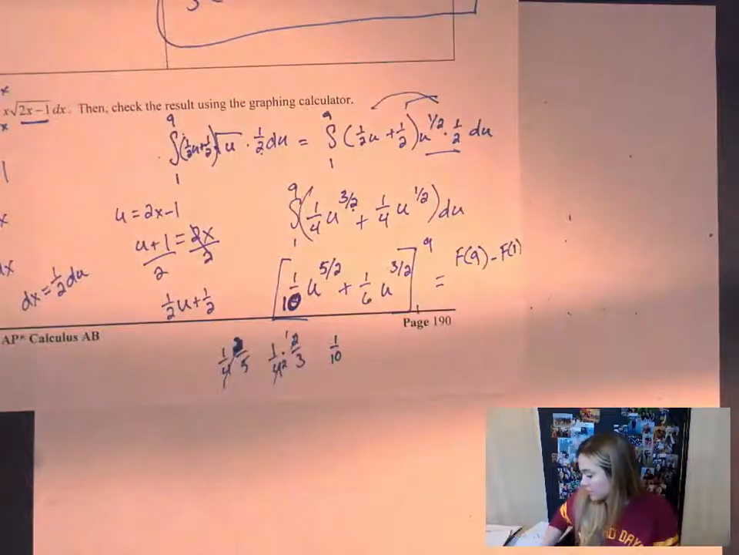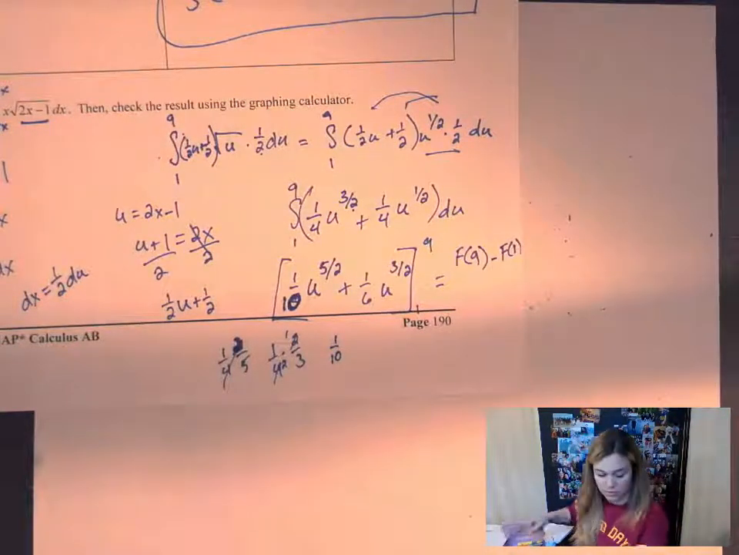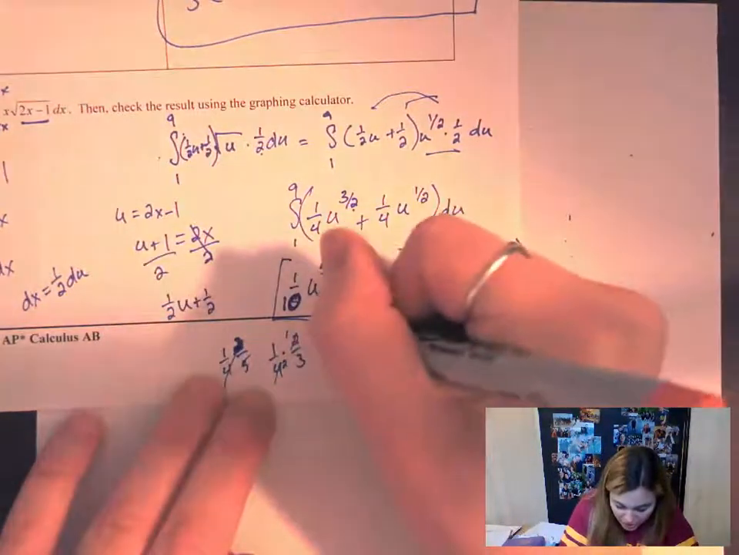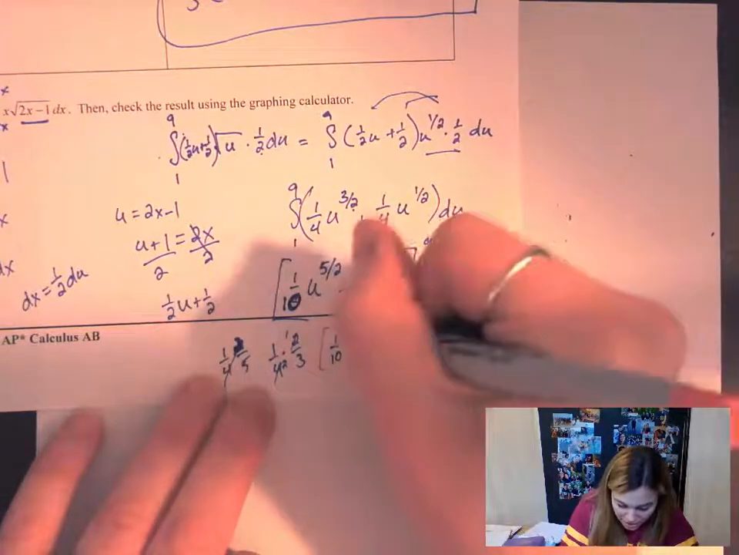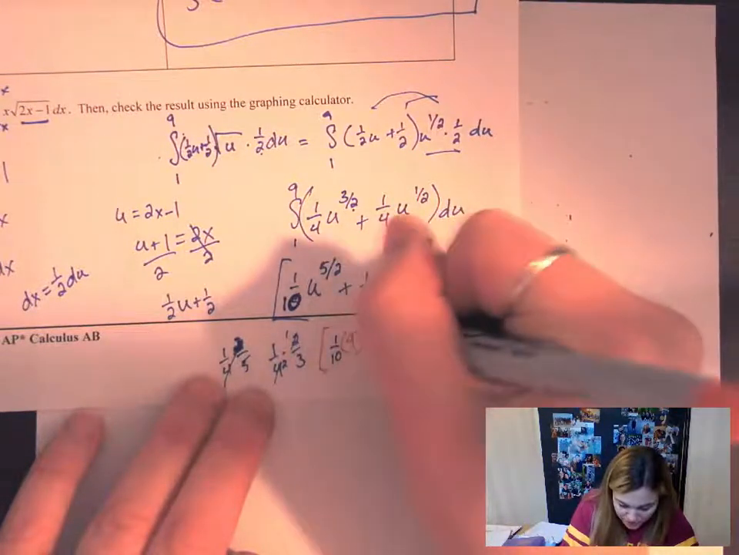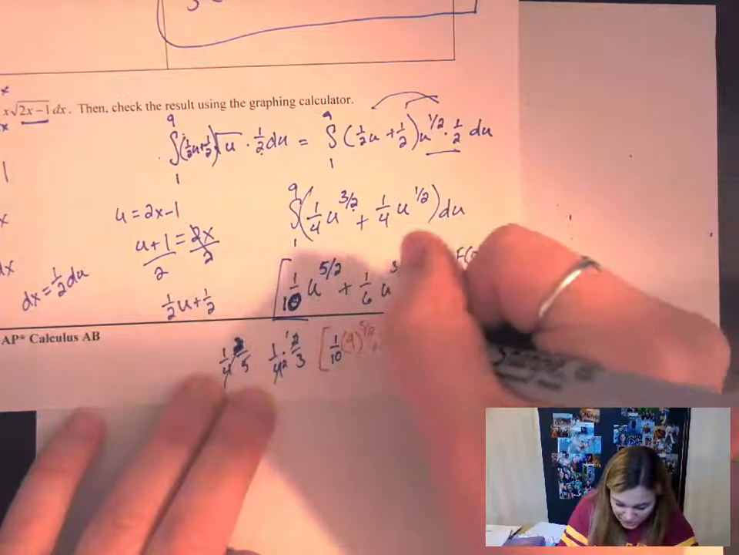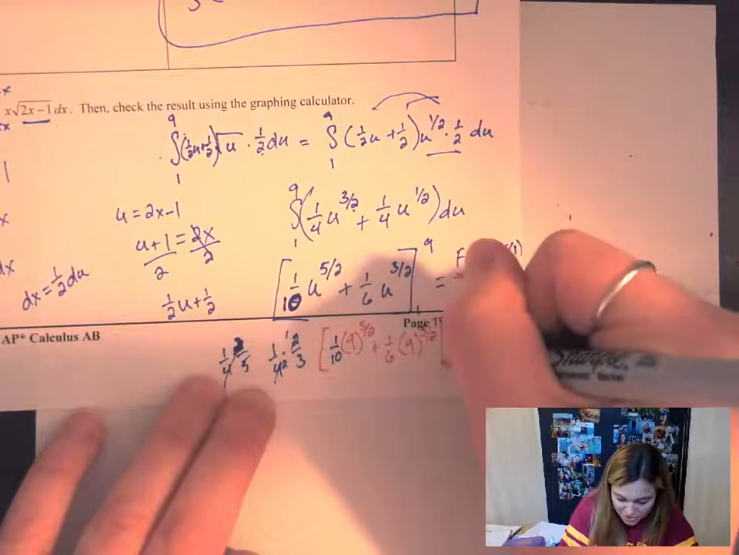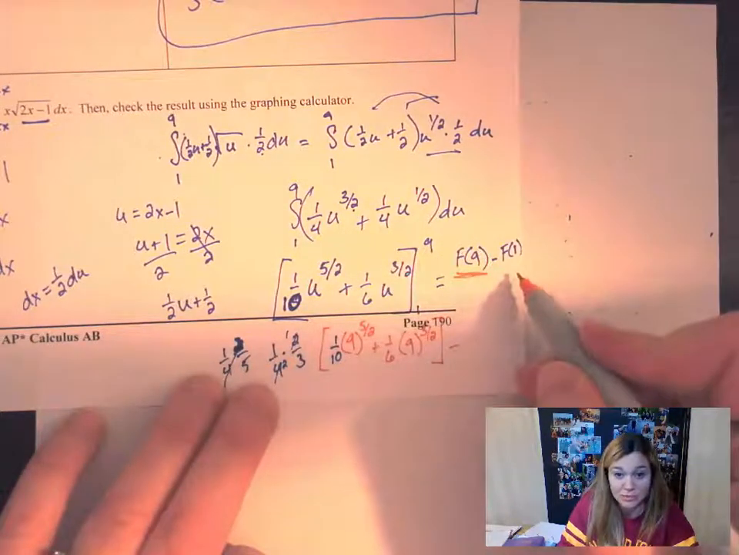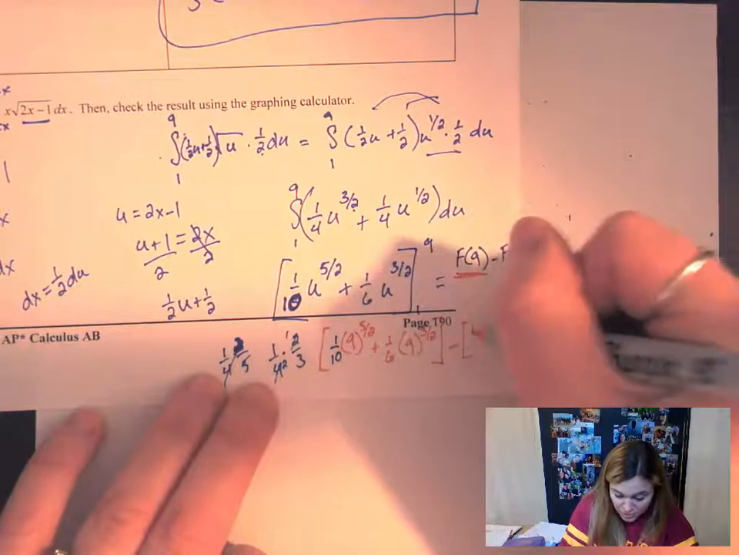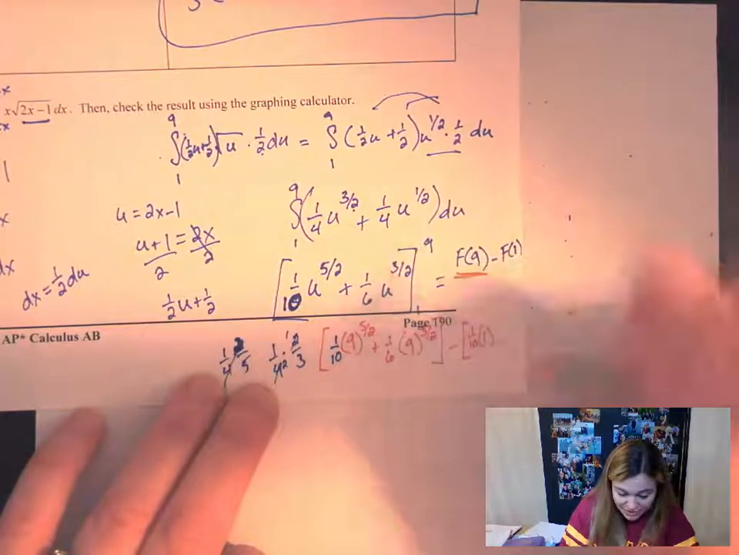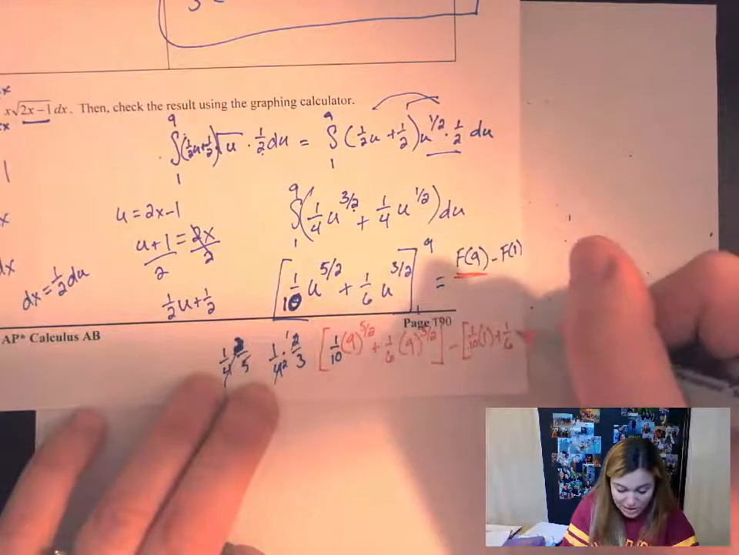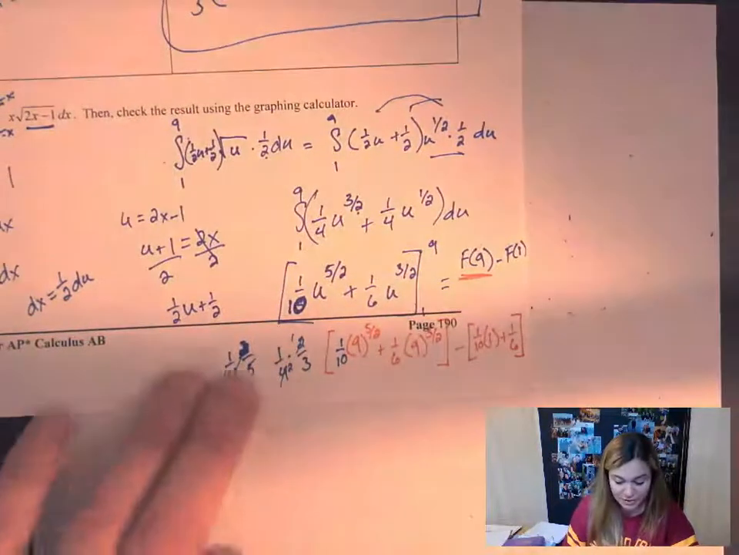Should use a different color. There we go. This is where I'm actually substituting in. So 1/10, 9 to the 5/2 power plus 1/6, 9 to the 3/2 power, minus, and now I'm going to substitute in 1. 1/10, 1 to the 5/2 power, which is just going to be 1, plus 1/6, 1 to the 3/2 power, which is going to be 1.